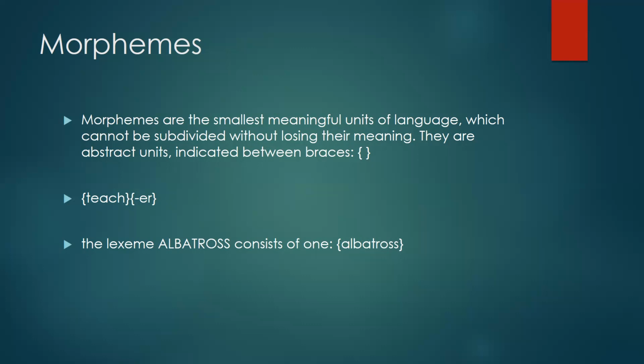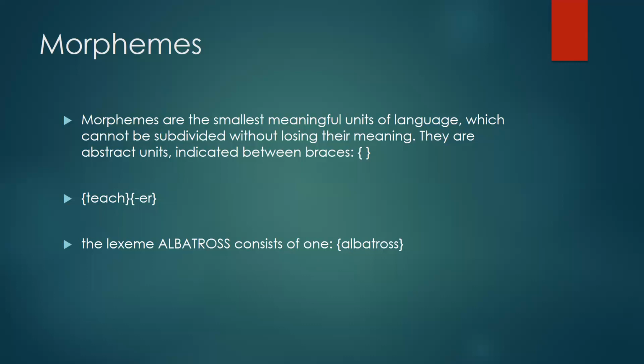And this is what I was telling you a few minutes ago, the word teacher. This word teacher cannot be subdivided without losing its meaning. Okay, so the word teacher consists of two morphemes, teach and er. The lexeme albatross consists of just one word, because you cannot separate it to create different words.